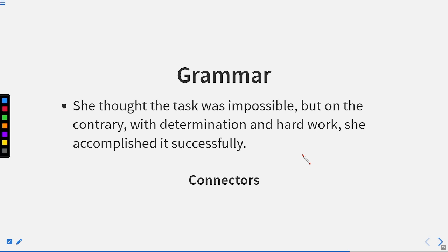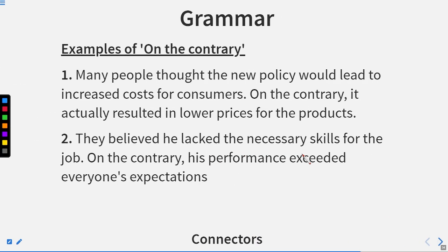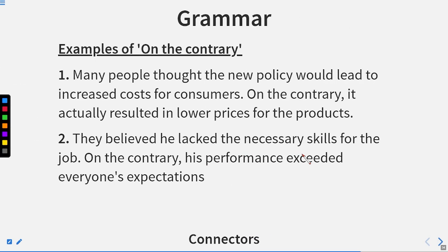With determination and hard work, she accomplished it successfully. Though the task was difficult, yet she did it just because of her determination. So this is how we can use on the contrary. Now let us move to the next one. Examples of on the contrary.